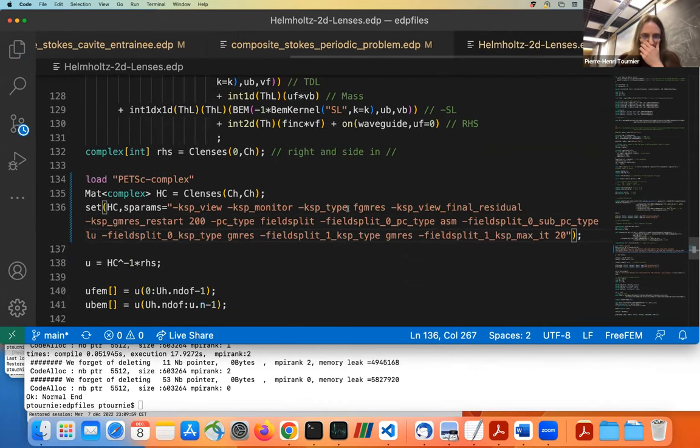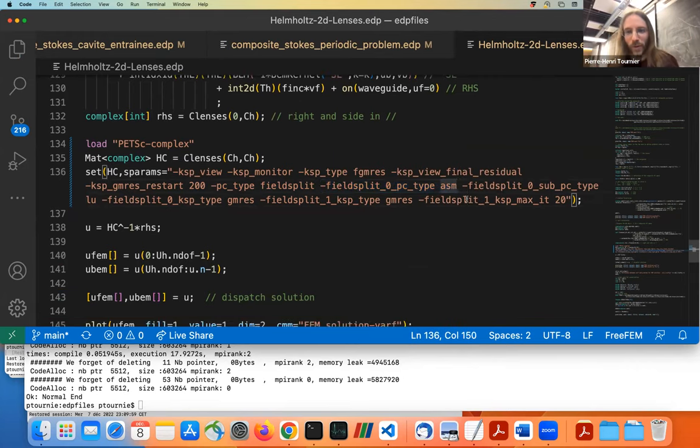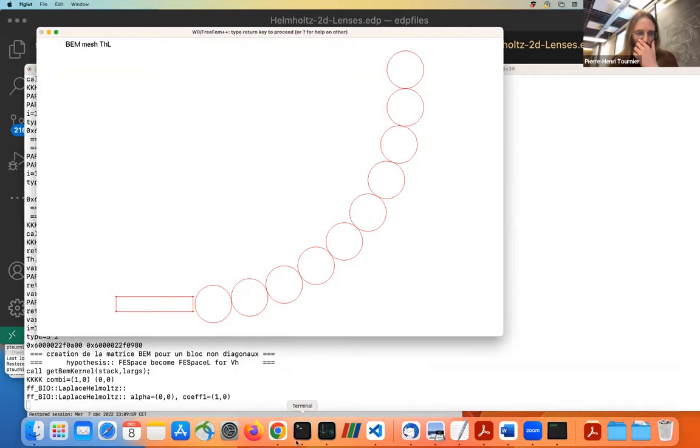So basically, what am I doing here? I'm using a flexible GMRES for the whole coupled problem. And basically, I'm using field split once again. For the FEM block, I'm using additive Schwarz, the additive Schwarz method, so this is sort of a domain decomposition preconditioner. In the subdomains of the additive Schwarz method, I'm using LU. And for the BEM block, since we don't have an HLU, a hierarchical LU solver, we just do basically 20 iterations of GMRES for the BEM block, right? And so, okay. If I run again, it should work.